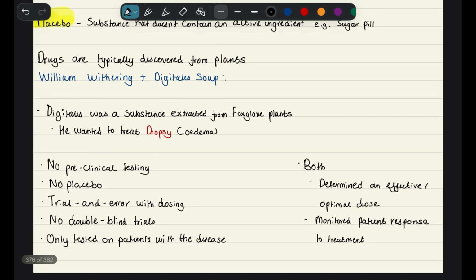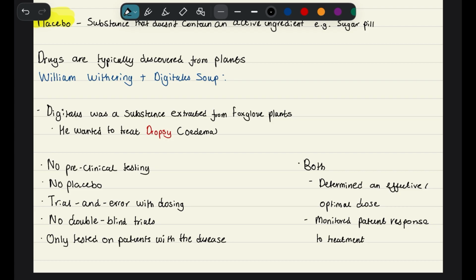Now, we normally get drugs from plants. That's the typical place where we find a drug. A scientist, William Withering, did an experiment with foxglove plants, and he got this substance called digitalis. He used digitalis to treat dropsy, or as we call it today, edema. What we now use this drug for, what came from digitalis, is as a treatment to reduce fluid around the heart when someone has heart failure.